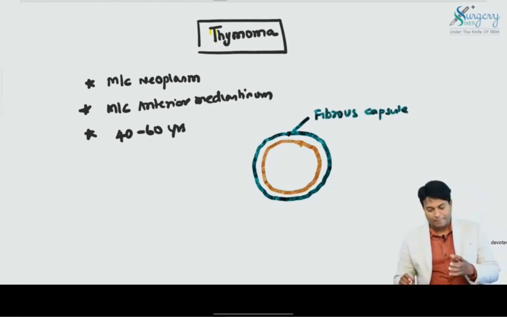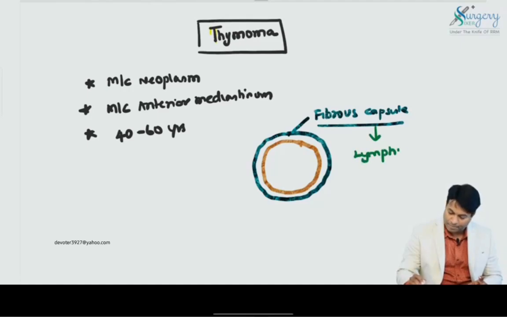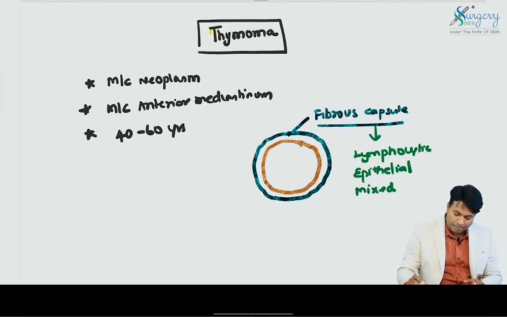Like a thyroid tumor, the capsular invasion is taken into account in staging. There is a well-defined fibrous capsule, and the types of thymoma are lymphocytic type, epithelial type, and mixed type. Lymphocytic thymoma, epithelial thymoma, and mixed type. Mixed type is most common.